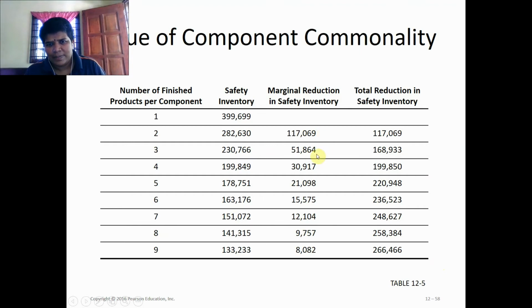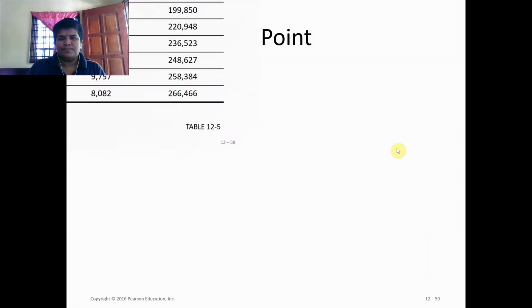You just add 117,069 plus 51,896, and you will get this value. Okay, so that is how you calculate your total reduction in safety inventory. Then 168,933 plus 30,917 to get 199,850. Okay, so this is how to calculate your total reduction in safety inventory.